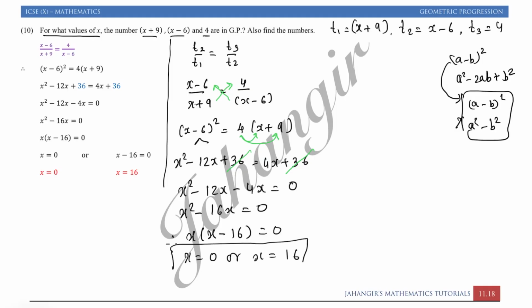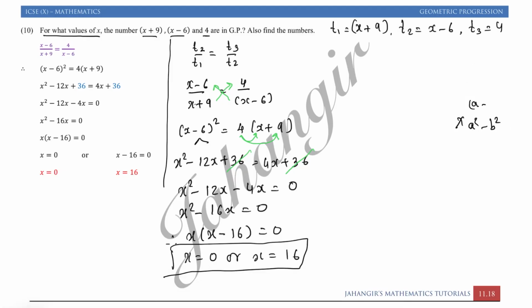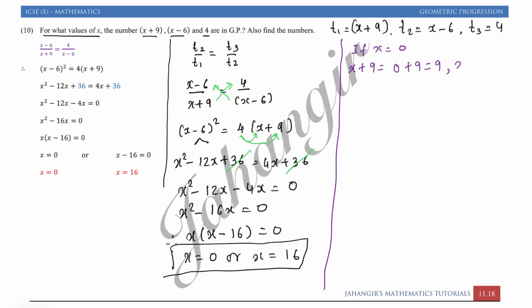We get two values of x. The first question is done. We got two values of x. In the second part we have to find the numbers. So to find the numbers we have to consider the first case as if x equal to 0. So first x plus 9 will be written as 0 plus 9, that is 9. And the second number x minus 6 can be written as 0 minus 6, which is minus 6. So my numbers are 9, minus 6, 4. These are my numbers from the first case.